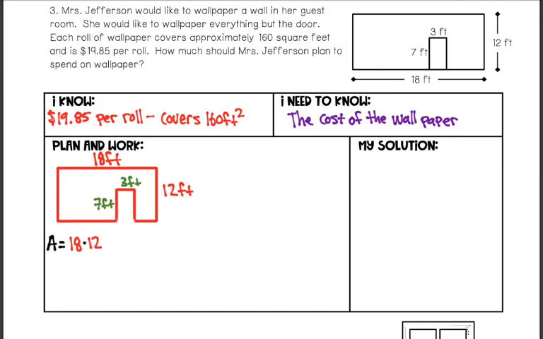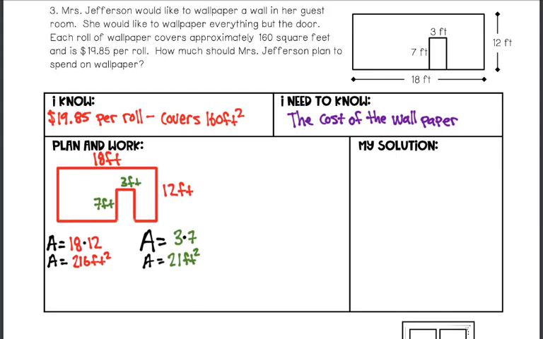So we're going to go ahead and say area equals base of 18 times the height of 12. And then we're going to multiply that to get 216 feet squared. And then the second one is also a rectangle, so we do area equals 3 times 7, and that would be 21 feet squared.